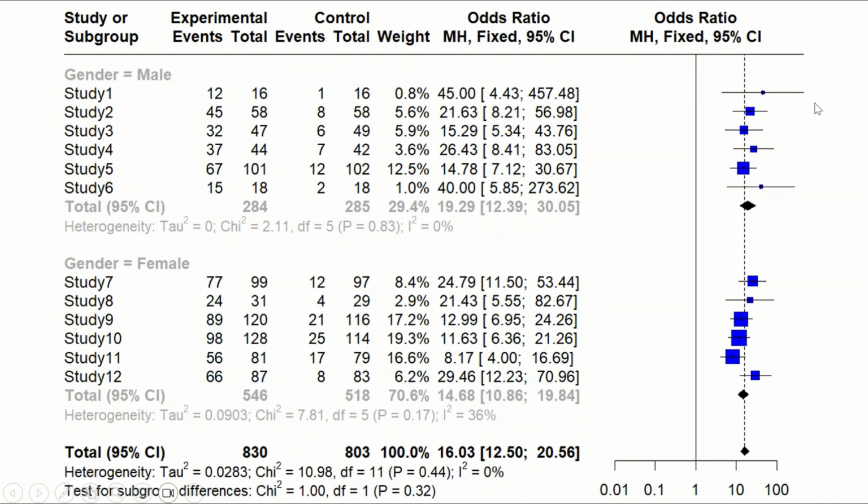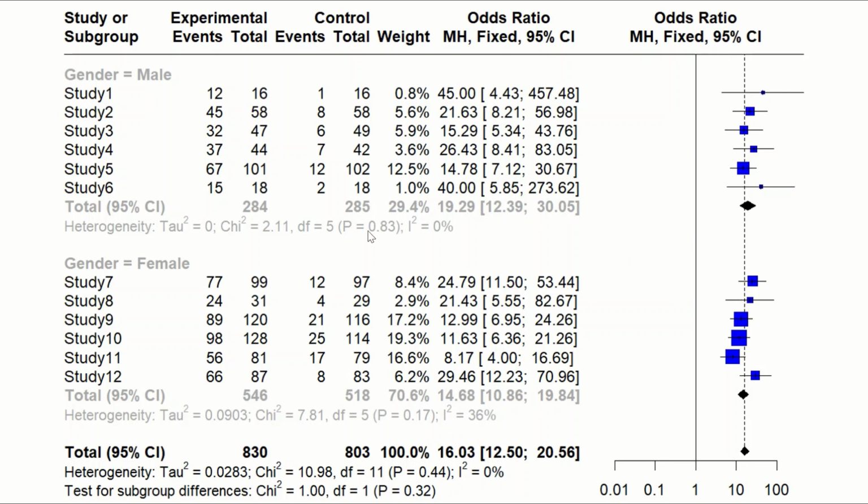Looking at the diagrammatic representation here, the blue squares represent the odds ratio for each specific study, calculated for each specific study. Variation in the size of the square reflects the weight percentage. Larger samples will have larger squares. The horizontal line represents a 95% confidence interval. The diamond shaped structure represents the overall odds ratio. And the same thing here for the females.